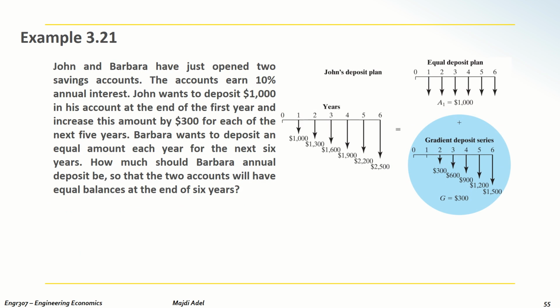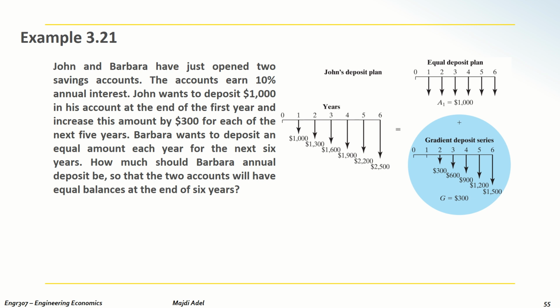Another example. John and Barbara have just opened 2 saving accounts. John و Barbara زوجين، كل واحد فيهم فتح حساب في البنك للتوفير. تعرفوا men think or women think differently than men. النساء بفكروا بطريقة مختلفة عن الرجال. John, and the interest rate is 10%.